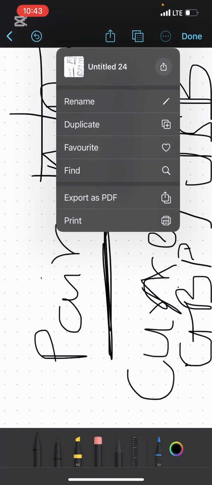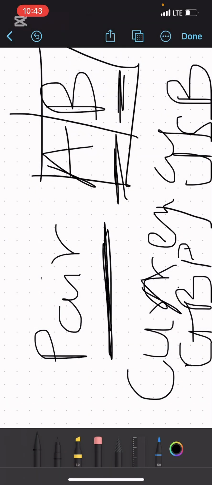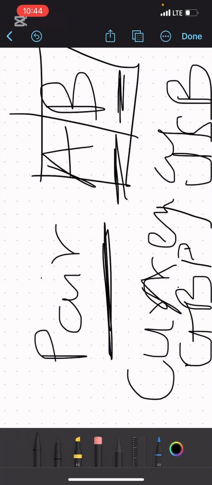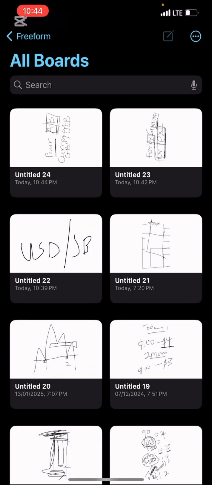Sorry guys, I'm new to this app, so I'll be trying my best to make do. So now we are done with what forex is, what a pair is, and what major currencies are.